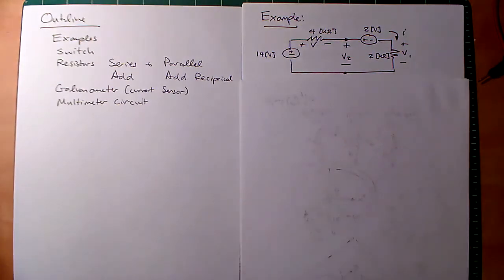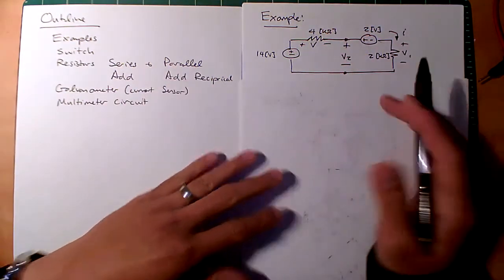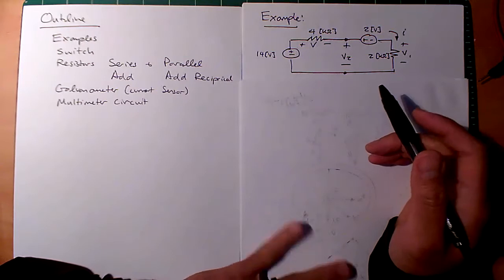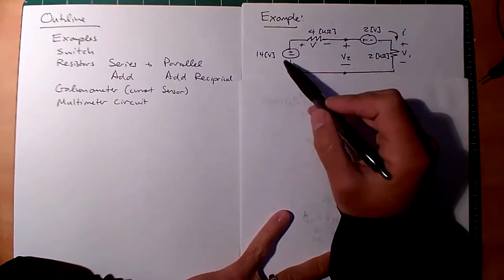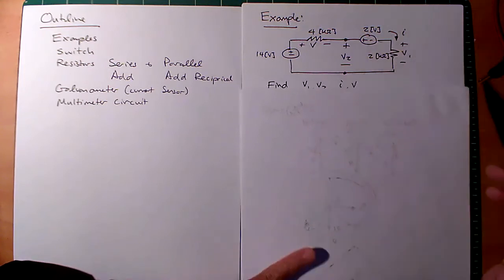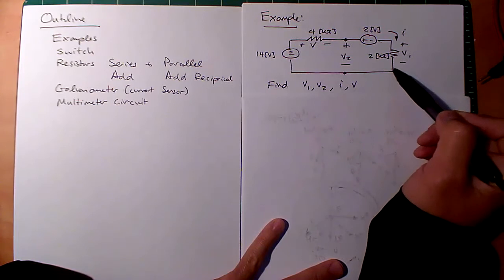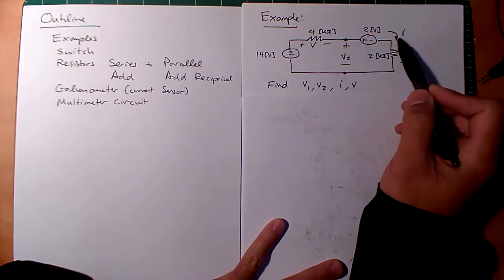Okay. So if you recall, we've gone over Ohm's law, we've gone over KVL, KCL, and power. And so this example kind of brings all that together. And so we have a simple system here with two resistors, two voltage sources. And the question asks, find V1, which is all the way over here, V2, I, and V.